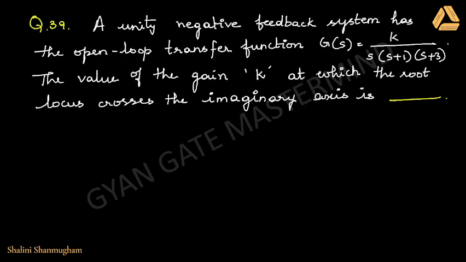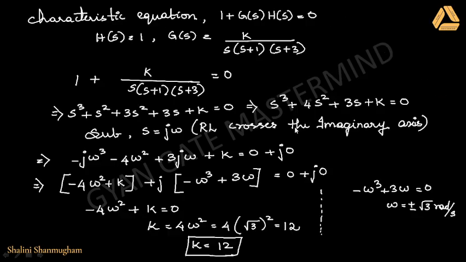So coming to the 39th question, a unity negative feedback system has the open loop transfer function G(s) = K / (s(s+1)(s+3)). The value of the gain K at which the root locus crosses the imaginary axis is. They have asked to find the value of K where the root locus meets or intersects the imaginary axis. Whenever the root locus meets the imaginary axis, you can substitute s = jω because the real part will be 0.